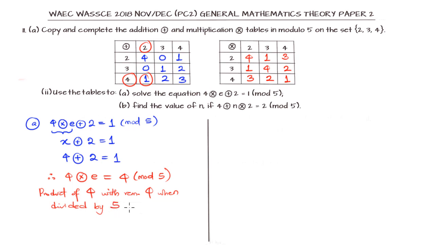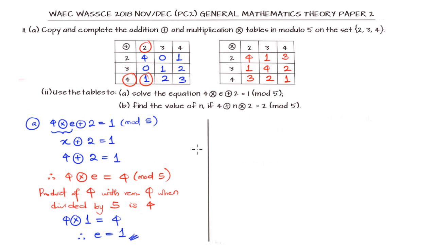So the product of 4 with remainder 4 whenever we divide by 5, actually it's as simple as 1. It is 1. Because normally 4 times 1 will actually give us 4, and 4 over 5 will be a remainder of 4 whenever we are working with that. So our E here means that we have 4 multiplied by 1 is equal to 4 in modulo 5. So E in our first question is 1, and that is the answer to that question number A.